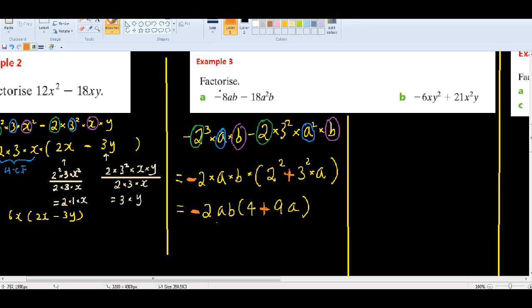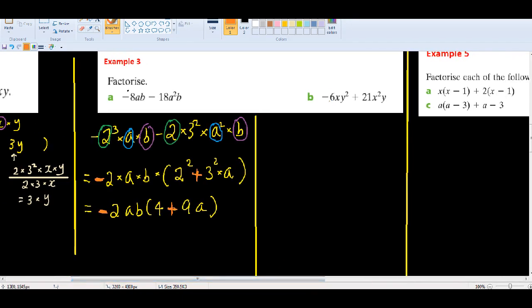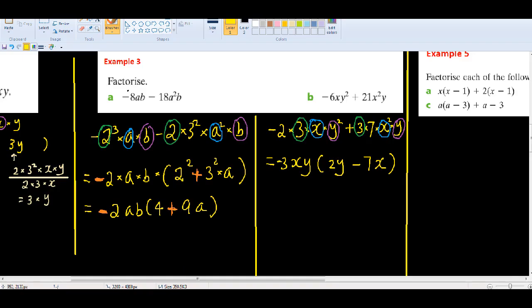Okay, your answer needs to be a bit more simplified. So that becomes this one. Okay, so the last one again. This time the leading term is negative, and the second term is positive. Let's see what we can do. I'm going to pause the video again. You need to do that by yourself, and then you check the answer. You might pause the video.